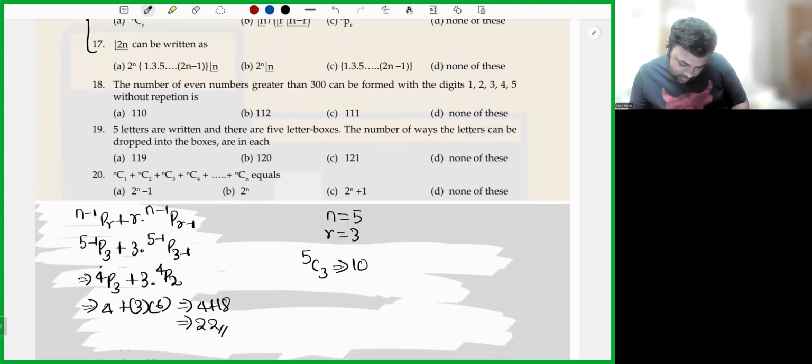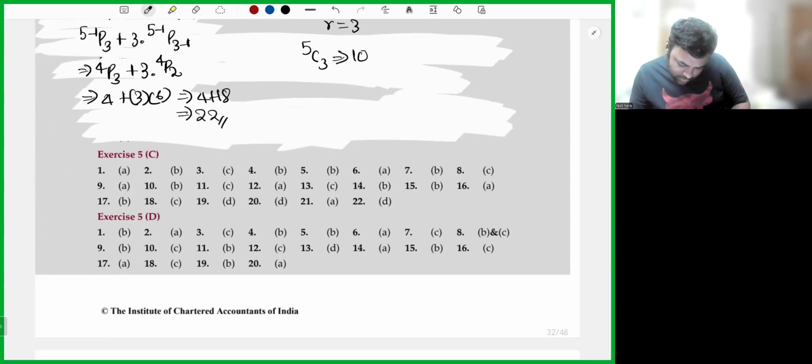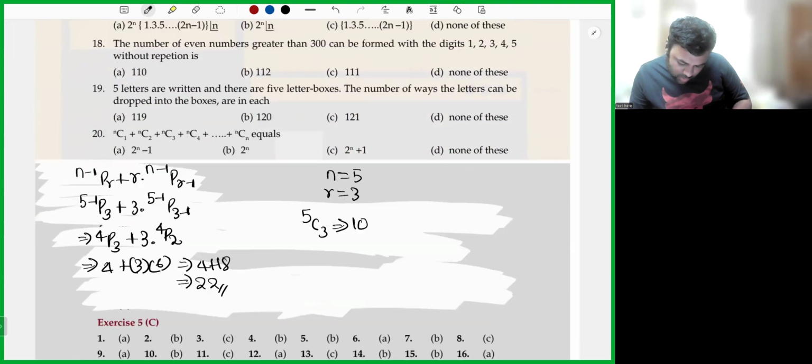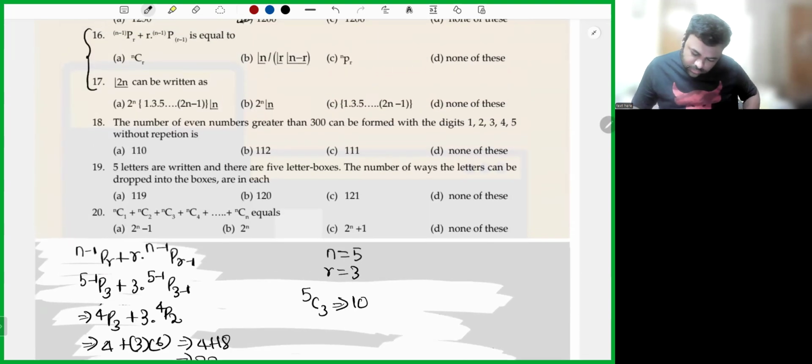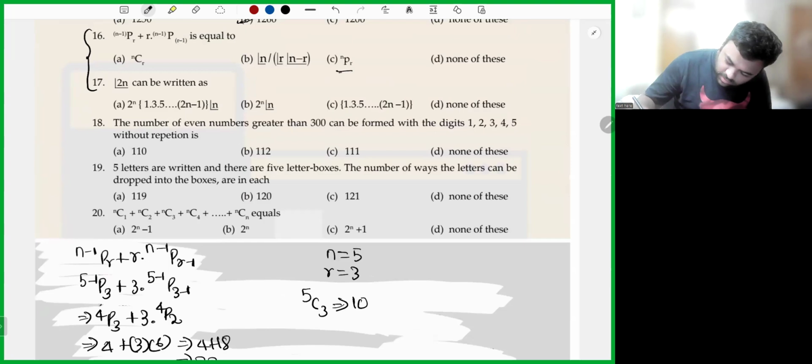Let's see what options were given. 5D, the 16th one. The 16th one is C, NPR. 5P3. I guess we have somewhere around 60.